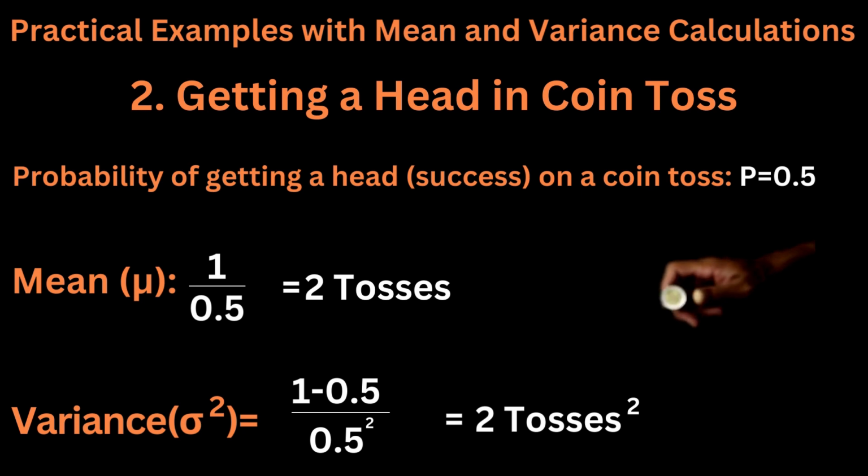Getting a head in a coin toss. Probability of getting a head, or success, on a coin toss, probability is equal to 0.5. Mean mu equal to 1 divided by 0.5 equal to 2 tosses. Variance will be 1 minus 0.5 divided by 0.5 square equal to 2 tosses square.